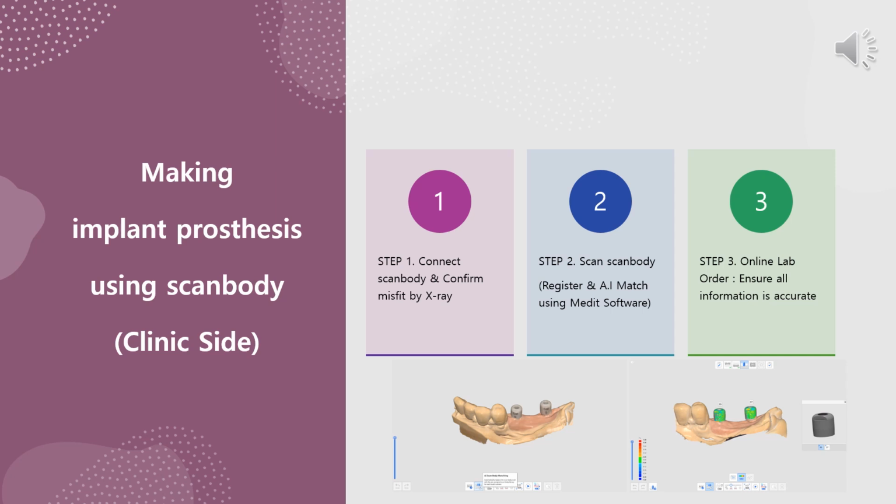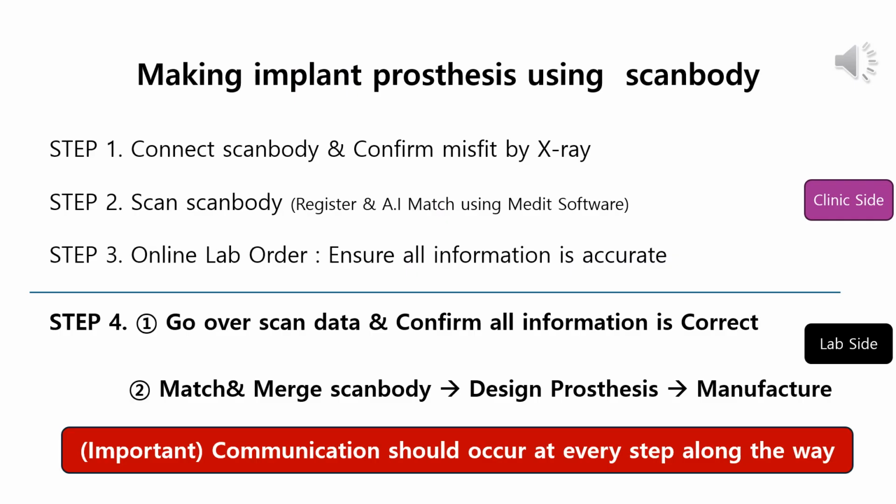Step 3. Send an online order to the dental laboratory. Make sure the right sizes are specified in the request form. If all this is done right, then there should be no errors from the clinic side of things. Now on to step 4, which is in the hands of the laboratory. The laboratory will check the file and match the scan body to produce the final prosthesis.